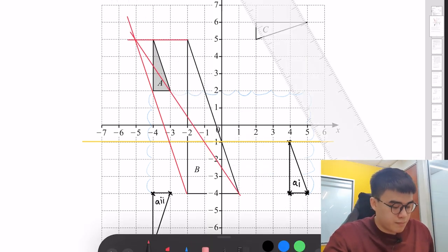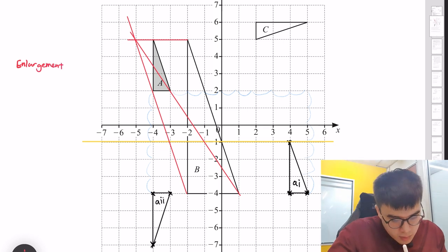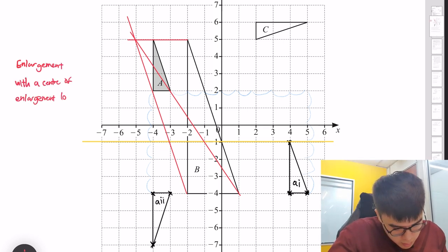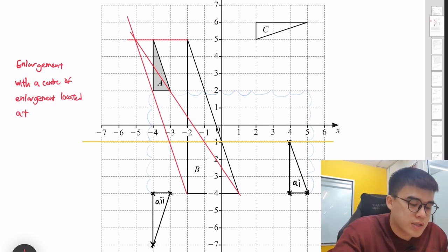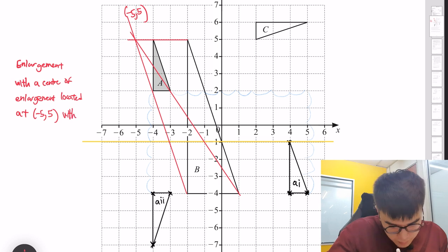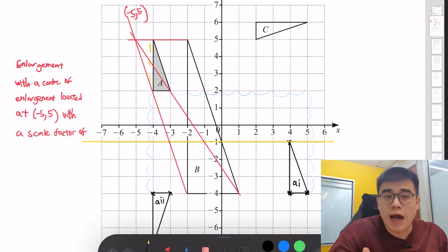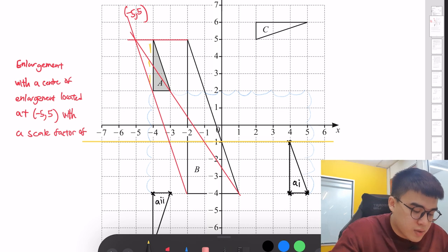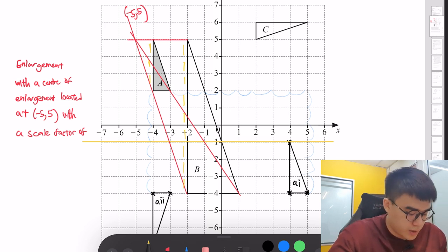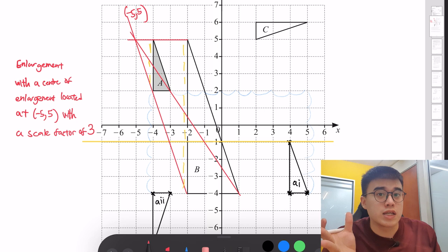So with this information, you now know that it is an enlargement, with the coordinates where the lines overlap at negative 5, 5, with a scale factor of, then you have to count. This side is only 3, and after it was enlarged, how much has the length been extended? So 1, 2, 3, 1, 2, 3, 1, 2, 3. There's a total of 3 lines. So the scale factor is 3, because 3 times 3, you will get 9. So that's how you trace the scale factor.